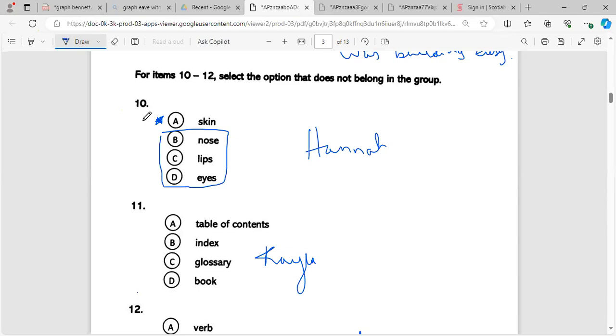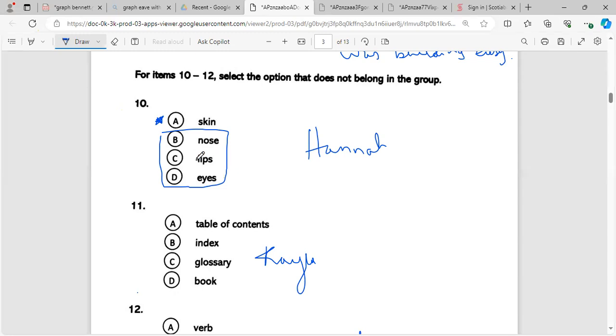No, sir. But if you realize the skin covers the whole body, right? Yeah, man, skin is on it. But look at the nose and the lips. Look at number 11. It's a table of content, index, glossary. Book. So the book contains all of these, right? So it could be book, yes, sir. That's just the whole book.